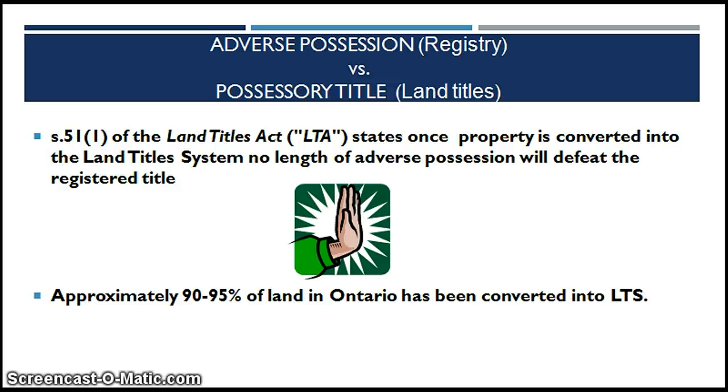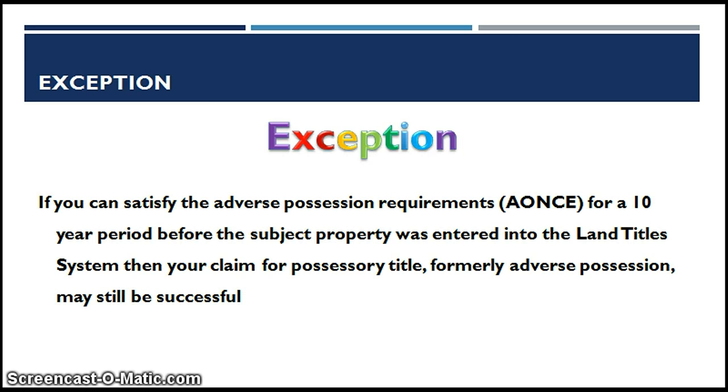So what does that mean for the person who's been using somebody else's land? Are they out of luck? Well, there's an exception. There's always an exception in the law. The exception is that if you can satisfy the adverse possession requirements, so our actual, open, notorious, continuous, and exclusive requirements for a 10-year period prior to the subject property being converted into land titles, then your claim for possessory title, which was the old adverse possession, may still be successful.